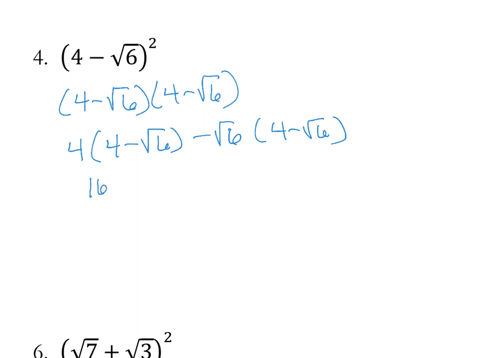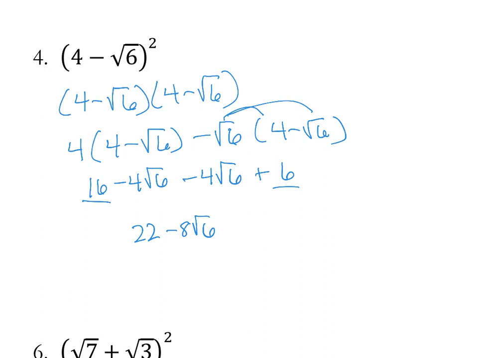So then it's going to be 16 minus 4 radical 6. And then when we distribute here, that's going to be minus 4 radical 6 again. And then that's minus and minus, which is plus. Radical 6 times radical 6 is just 6. And then we combine at the end. That's going to be 22 minus 8 radical 6 in the middle. So I hope seeing that work helps you out.